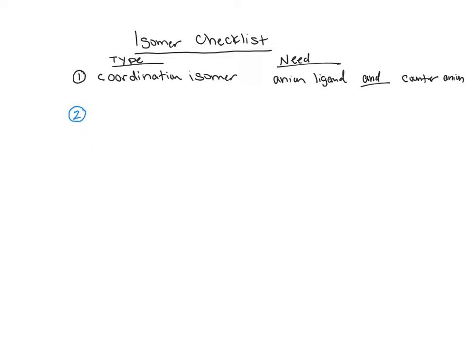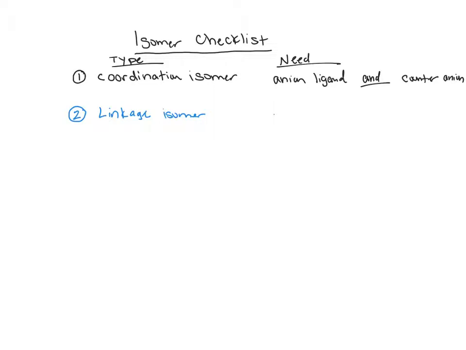The second type of isomer that we have is a linkage isomer. And remember, a linkage isomer means you have at least one ligand that has two different donor atoms. And we only have a few of those ligands. So you'll look at your ligand checklist or the ligand list from our study guide, and you'll know that you have a ligand that can act as a linkage isomer if you're given two different names for that ligand.